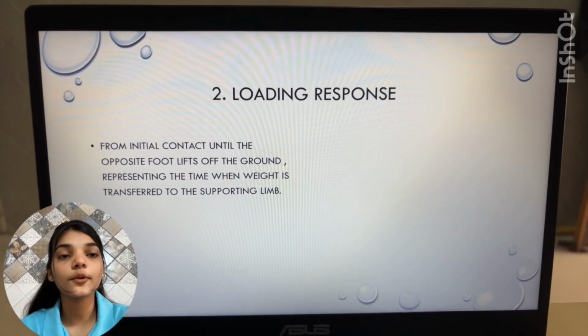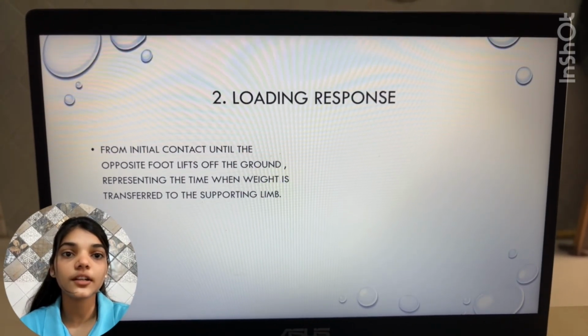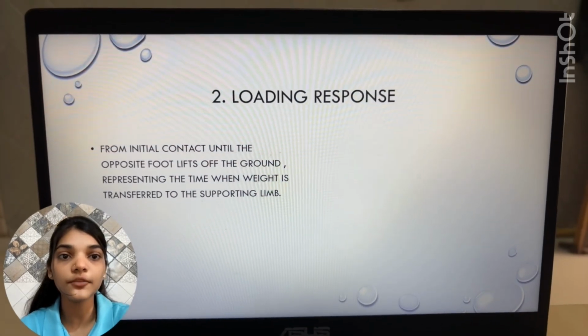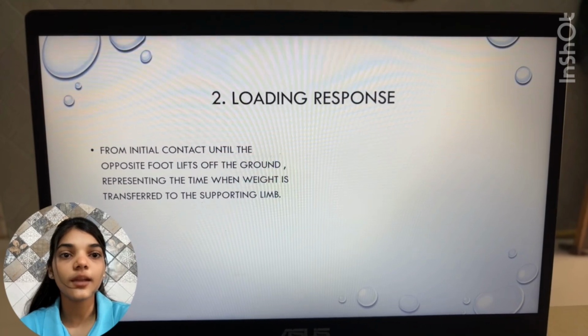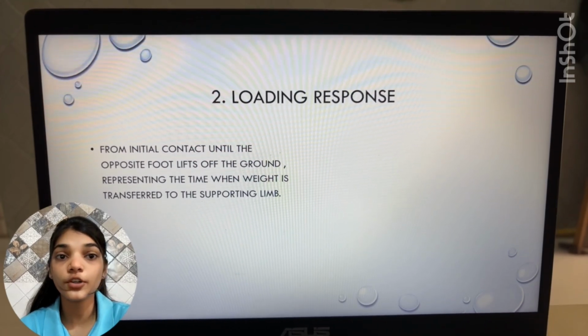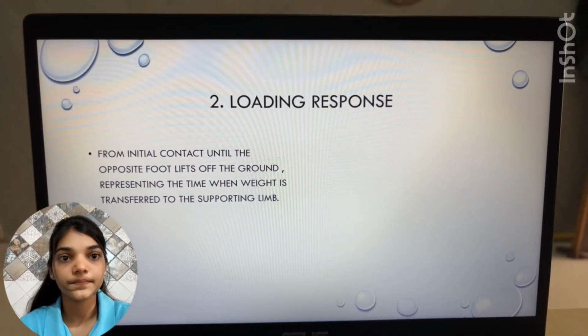Now second type, loading response. From initial contact until the opposite foot lifts off the ground, referencing the time when weight is transferred to the supporting limb.